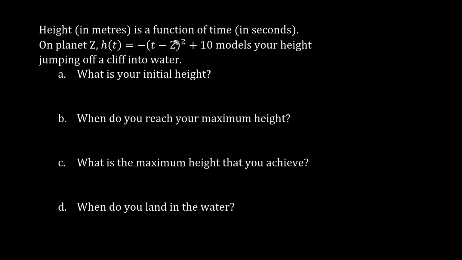Height in meters is a function of time in seconds. On this planet, this parabola, it's a sad-faced parabola, models your height jumping into water. What is your initial height? Your initial height means that time equals 0. So when we substitute time equals 0, we get h of 0 equals negative 0 minus 2 squared plus 10. We just substitute 0 into t.